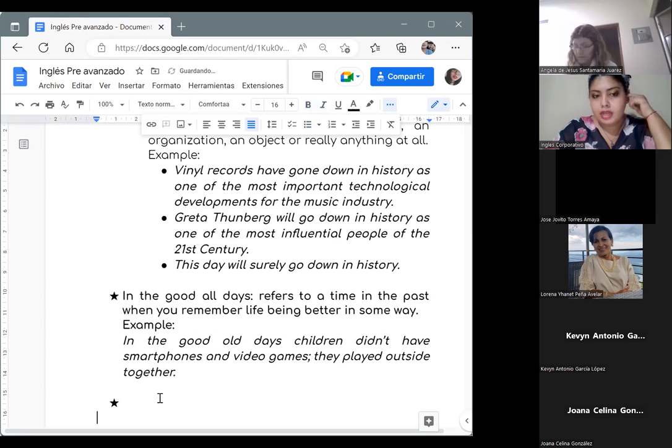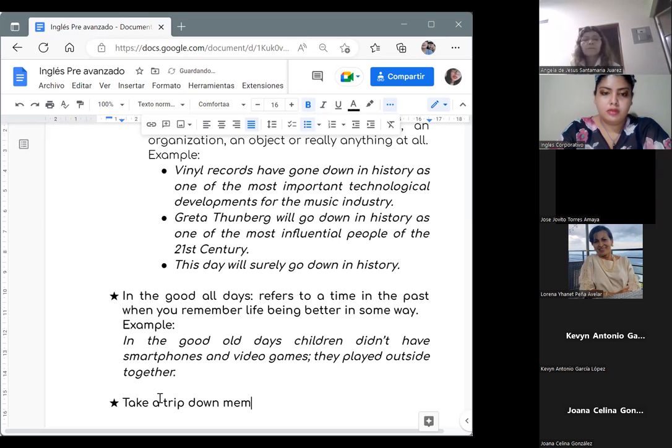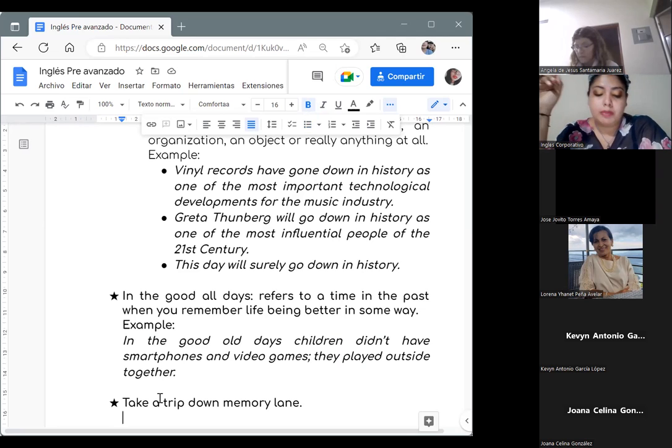Next one, take a trip down memory lane. To take a trip down memory lane is to spend time reminiscing about the past, especially about happy memories. In this case is to think about the happy memories that we have about the past.